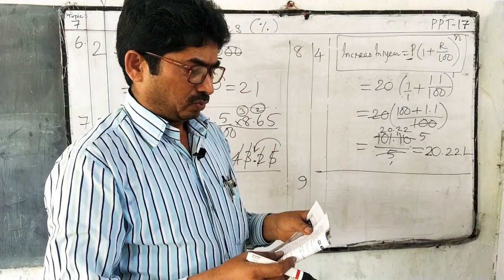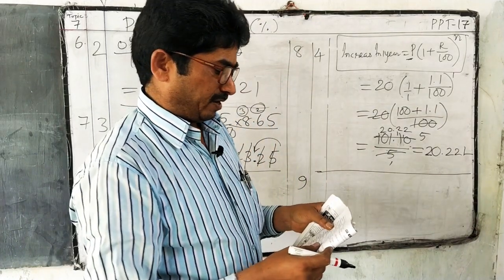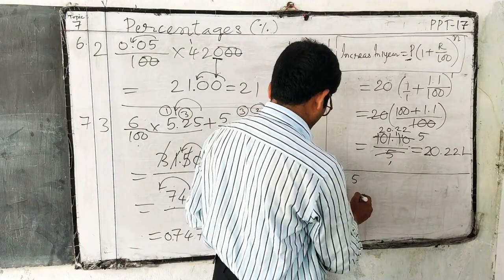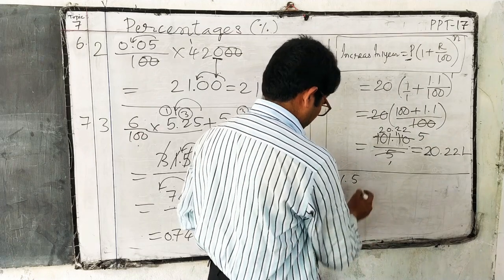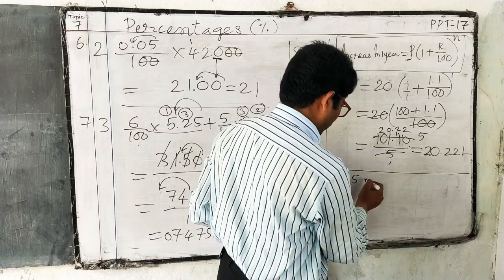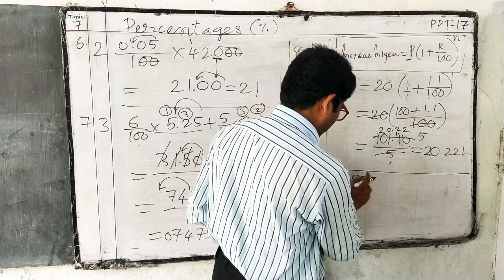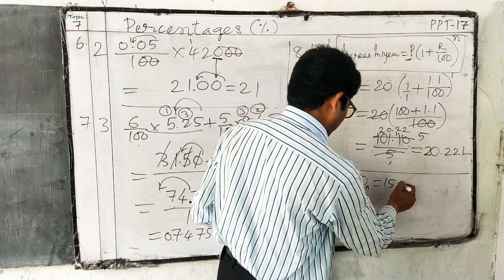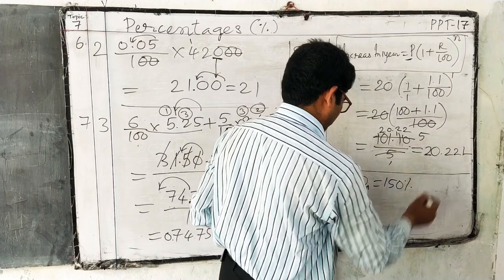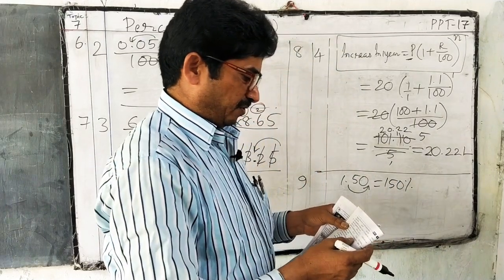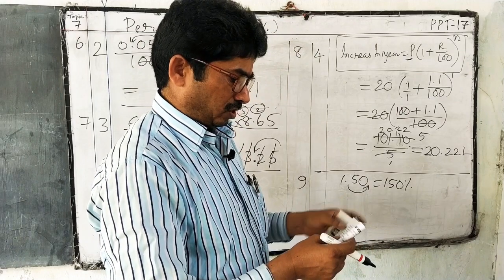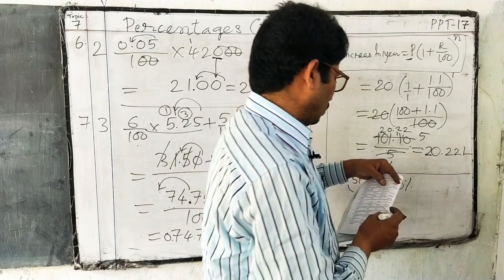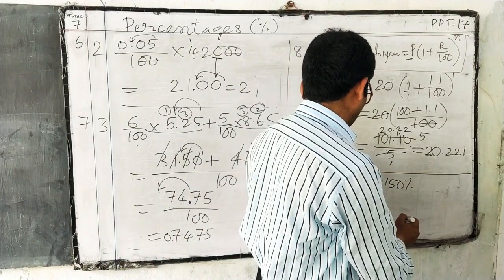Which of the following two are equal to 1.5? 1.5. If you change it to percentage, shift the decimal to the right by 1 place. 150 percentage. 150 percentage in third option and fourth option also. That's why we have to know this fraction also.